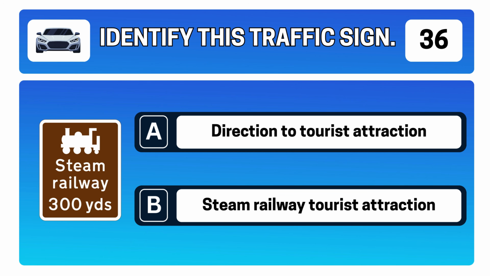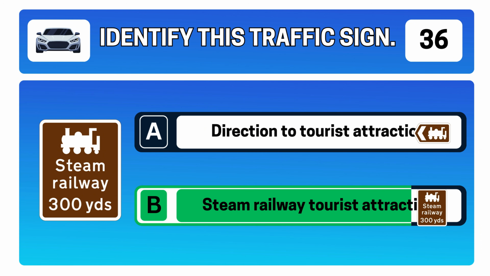Identify this traffic sign. A. Direction to tourist attraction. B. Steam railway tourist attraction. Excellent. It is the steam railway tourist attraction sign.